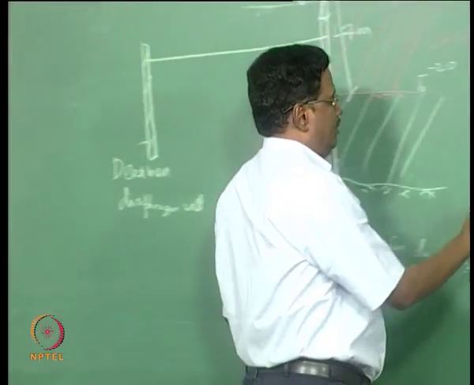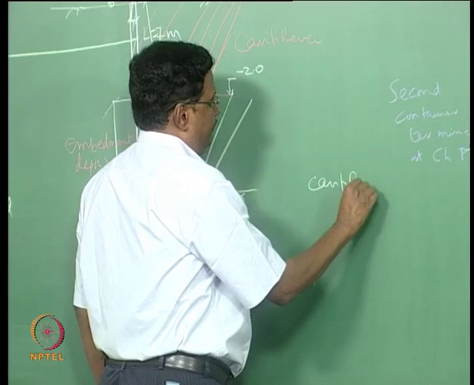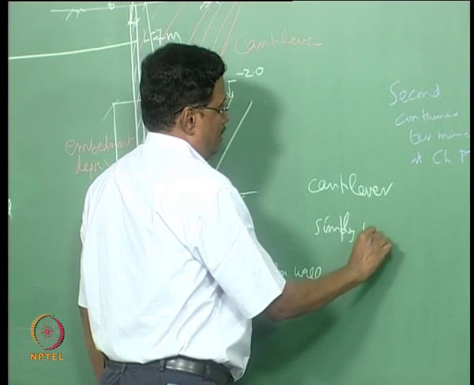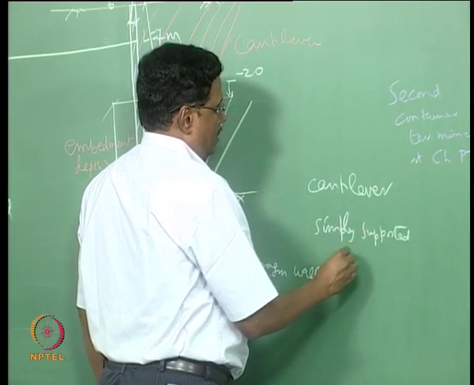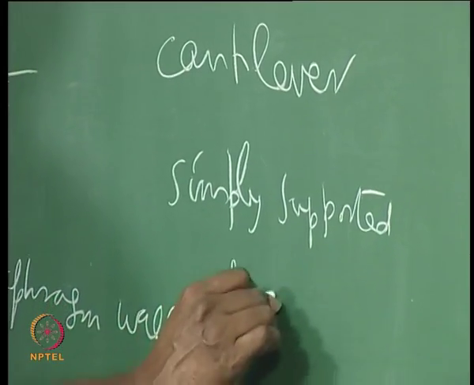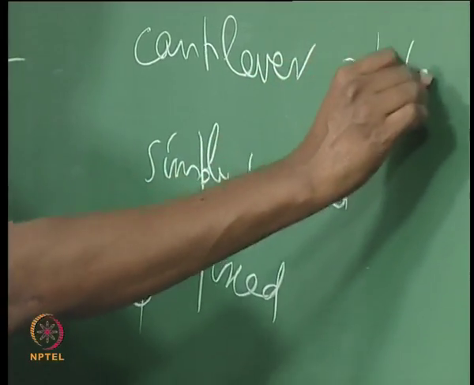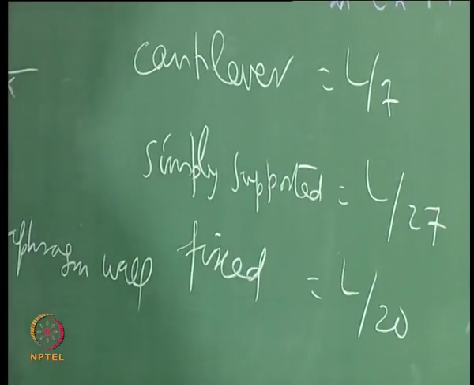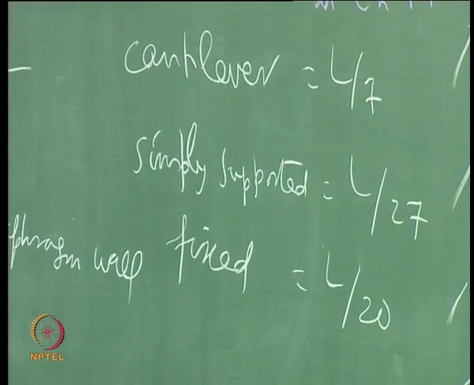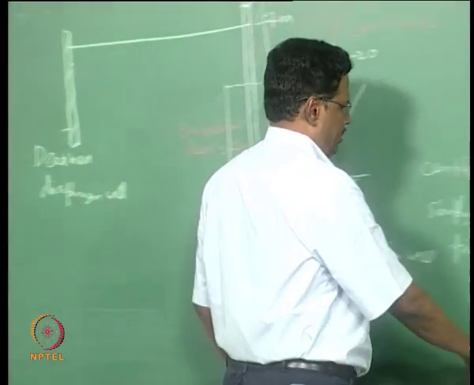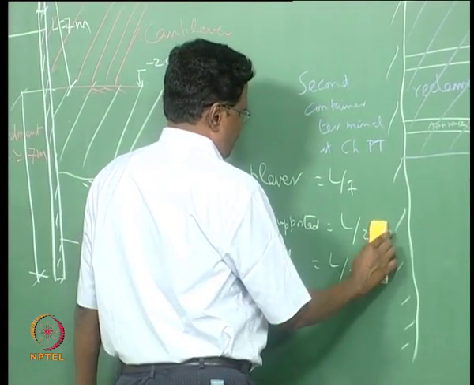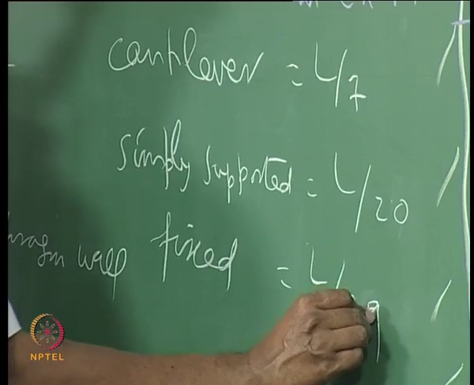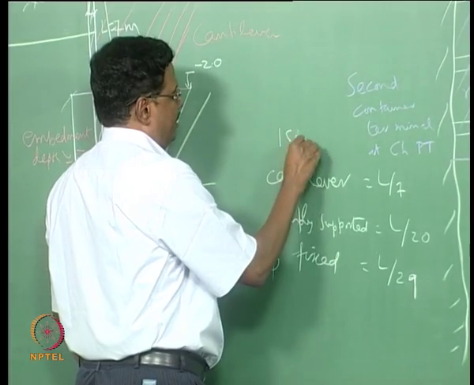There are 3 cases given. One is cantilever, another is simply supported, the third is fixed. Cantilever is L by 7, simply supported is L by 20, fixed is L by 27, I think, or L by 29, I do not remember, it is given in IS 456.